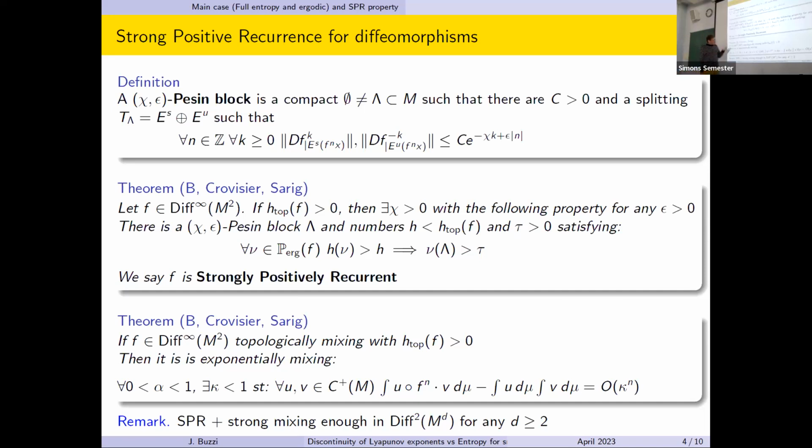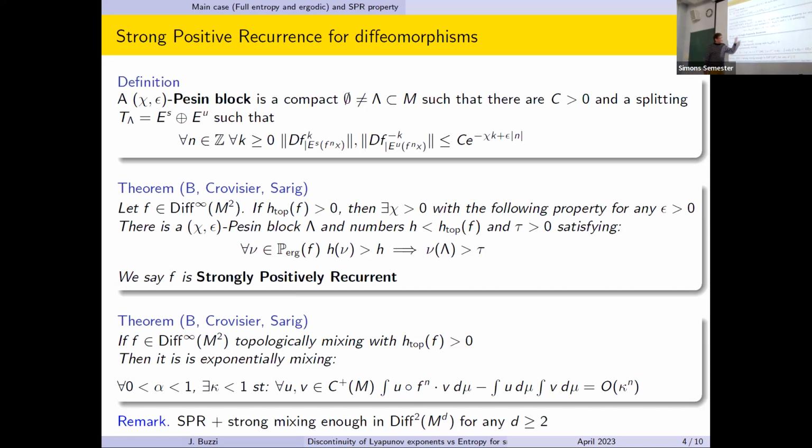And so one nice statement that we can make is that if you have a C-infinity diffeomorphism of a closed surface, assume it is topologically mixing with positive topological entropy. So we know by our previous work that there is a unique measure maximizing the entropy. And we also know that it is strongly mixing in the sense of ergodic theory.